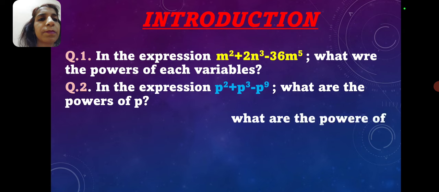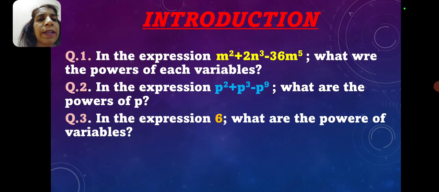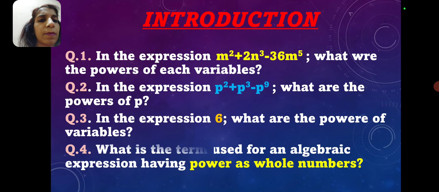Okay. Next, in the expression 6, what is the power of the variable? So 6 is not a variable, it is a constant. So the power of the variable is 0. Okay. Anything x raised to 0 is nothing but 1. Okay. So let's move on.